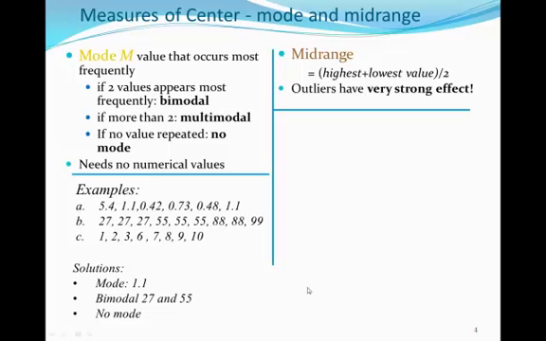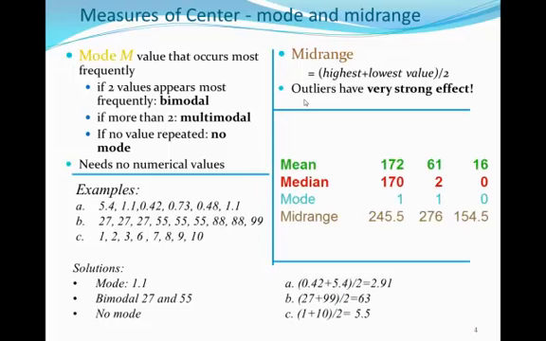Another way of measuring center is the mid-range. Mid-range is equivalent to the highest value plus the lowest value, in parentheses, divided by 2. Also, you can use maximum value plus minimum value, in parentheses, divided by 2. Outliers have a very strong effect on the mid-range because either the highest value or the lowest value could be an outlier.